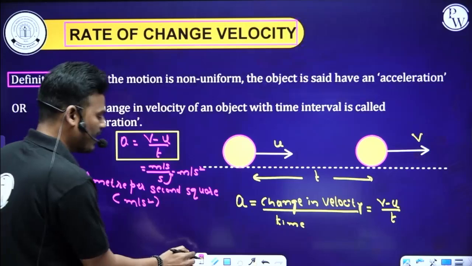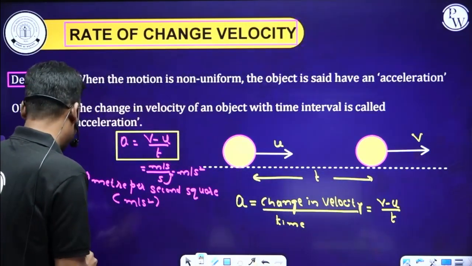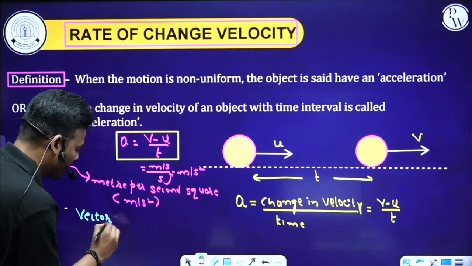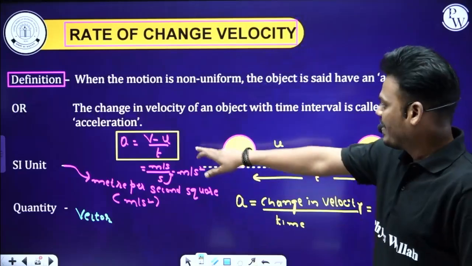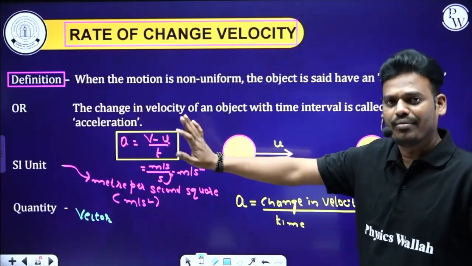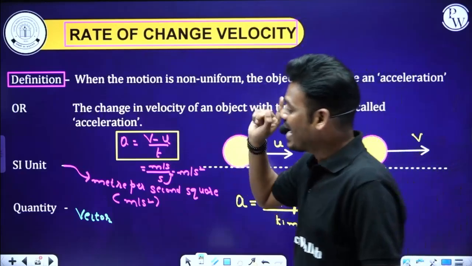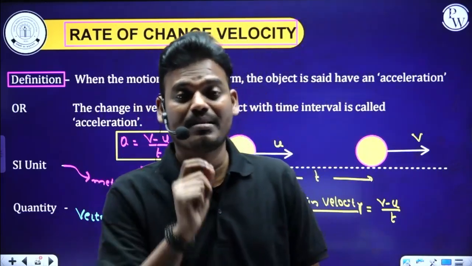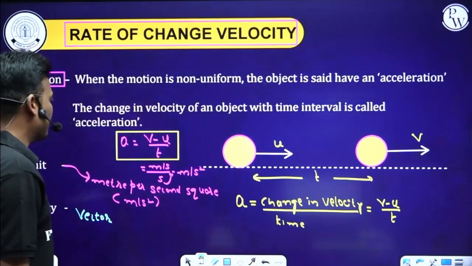And the quantity, as it depends on velocity, velocity is a vector quantity. Therefore, acceleration is also a vector quantity. Sir, why is it a vector quantity? Because it depends on a change in velocity. Time is a scalar quantity, but acceleration depends on velocity, and velocity is a vector quantity because it depends on direction. So hence this acceleration is also a vector quantity.